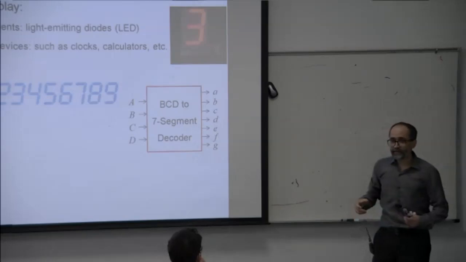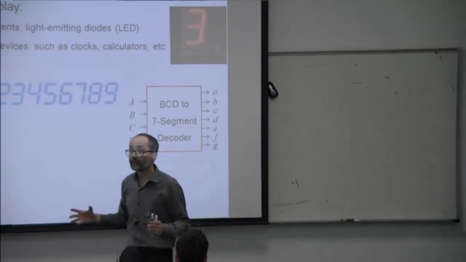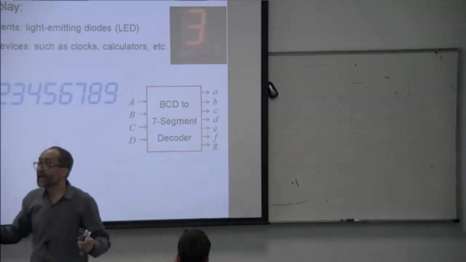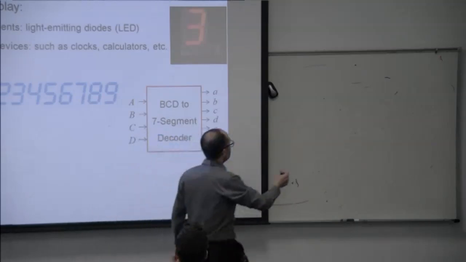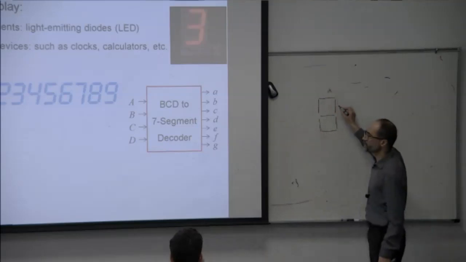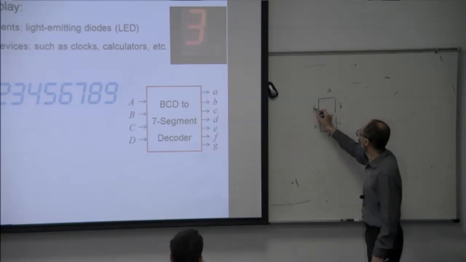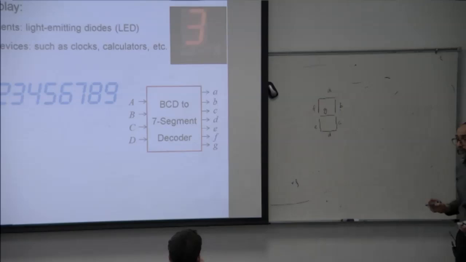Now what is a 7-segment display? A 7-segment display consists of 7 segments, each of which is an LED. LED means light emitting diode. So how many segments do we have? 7 segments. This segment is called A, this segment is called B, C, D, E, F and G. Now we have 7 segments.